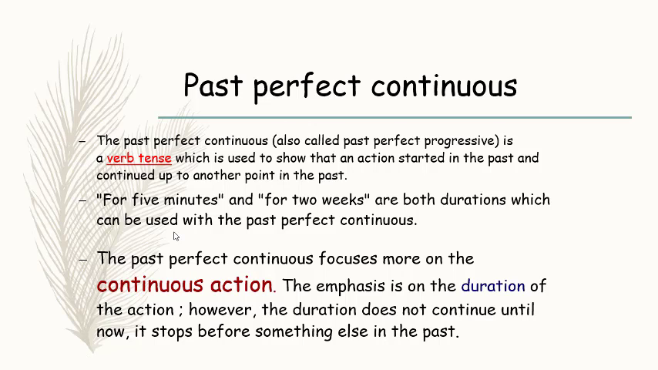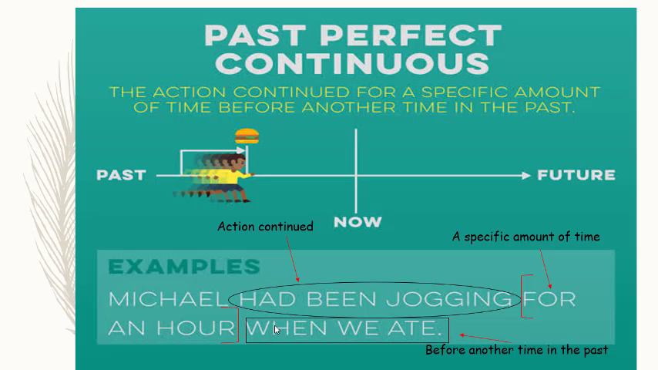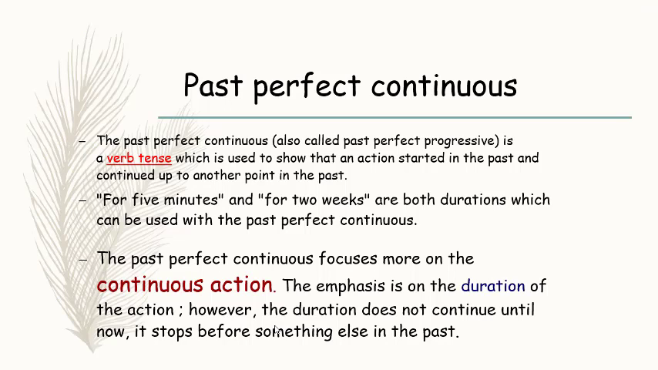Past perfect continuous focuses more on the continuous action. It focuses on the duration of the action. So here, when we said, Michelle had been jogging for an hour when we ate, we are focusing on the action that she had been jogging for an hour. Past perfect continuous doesn't continue until now. It stops before something else in the past.